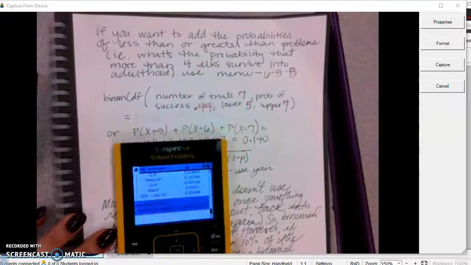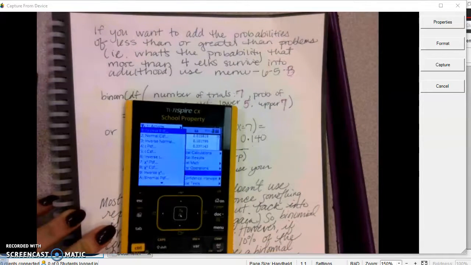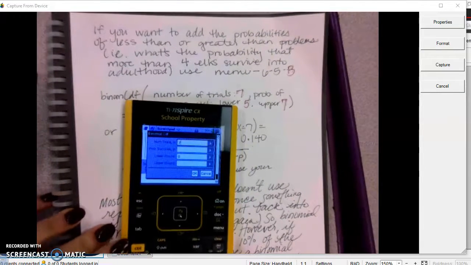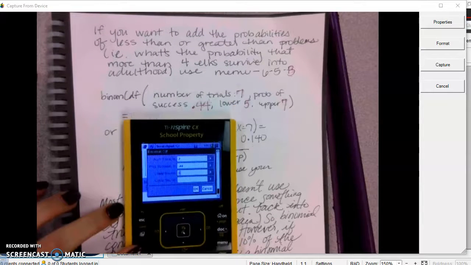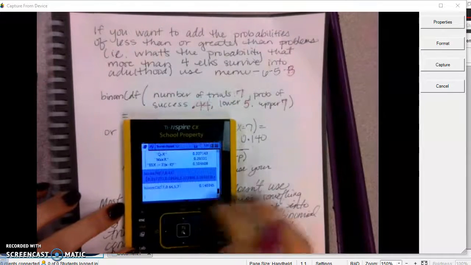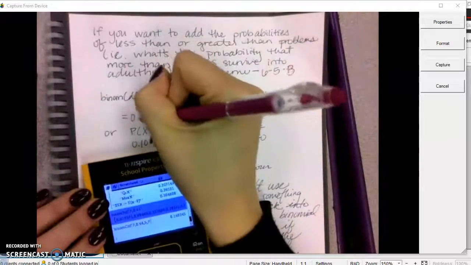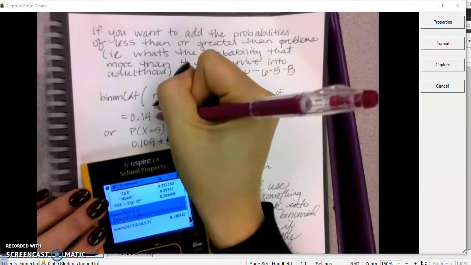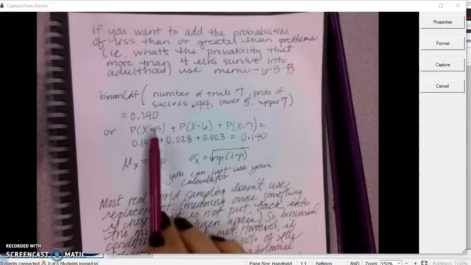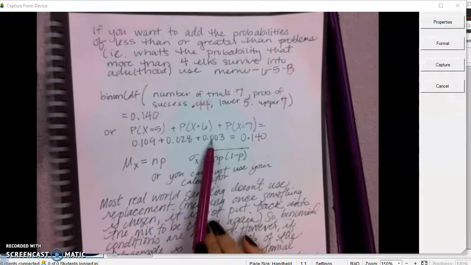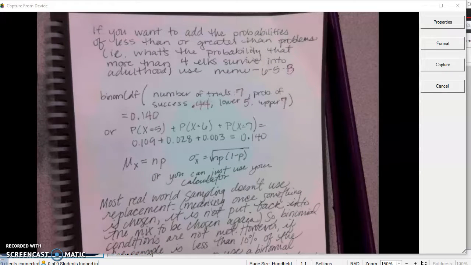And if you type that in on your calculator, you have menu 65B, and you would type in 7, 0.44, and then we have 5 and 7, and you find that it's 0.140. Okay, and you could also have taken it from our probability distribution and just added the 3 different probabilities that we're working with, and it would work out to be the same thing.